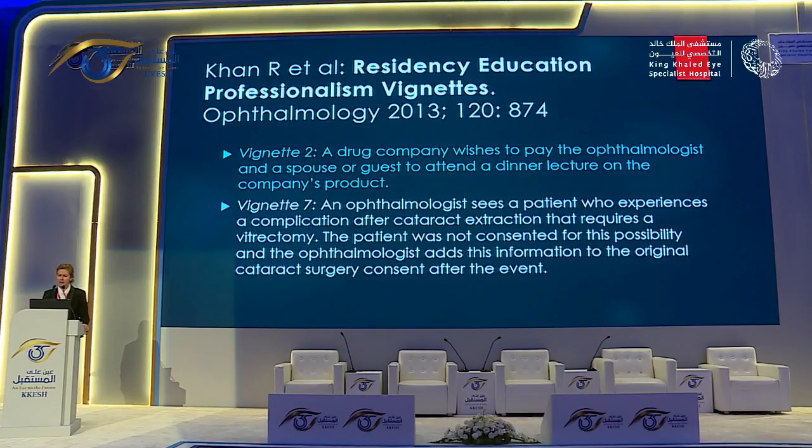Another vignette. An ophthalmologist sees a patient who experiences a complication after cataract extraction that requires a vitrectomy. The patient was not consented for this possibility, and the ophthalmologist adds this information to the original cataract surgery consent after the event. Is this correct to do? Is this acceptable? If it is, why? If it's not, why not? Are there exceptions to this conduct or not?